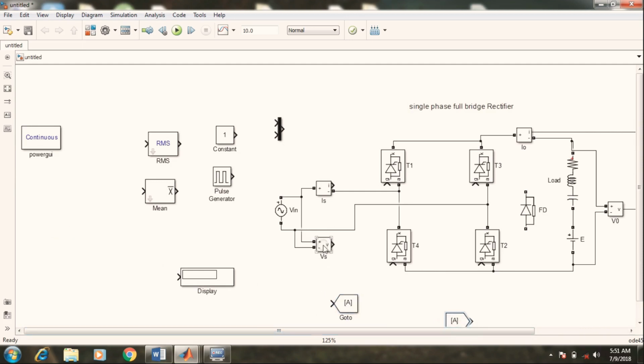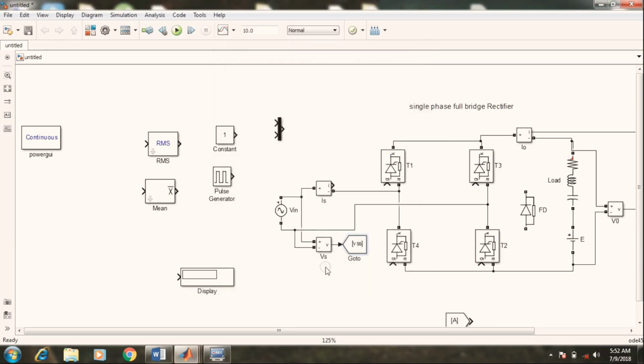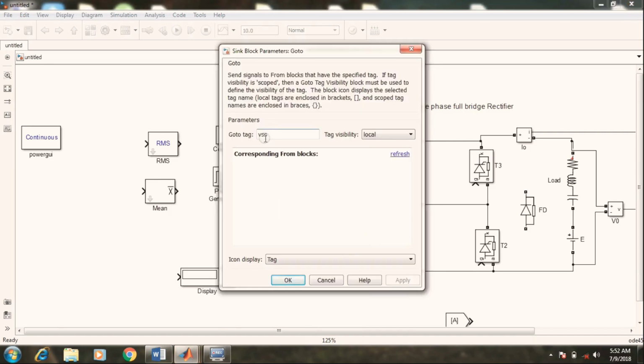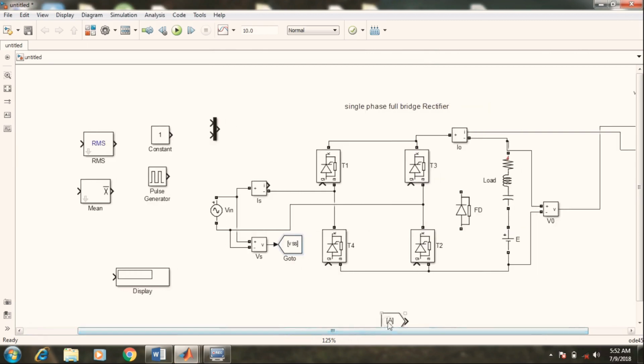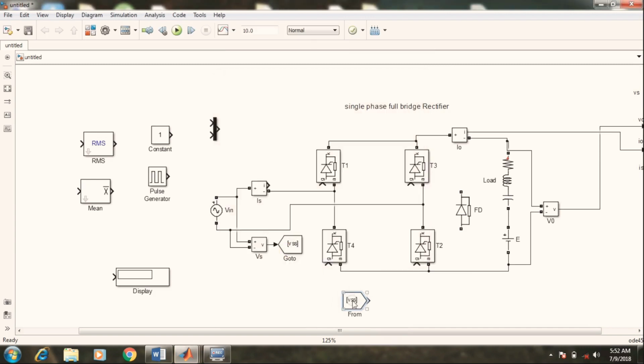So see. So this is a Vs signal. This must go to some other place. So you connect it to Goto. So in Goto, you give a name, some VSS like this. The same tag, VSS, must be there in the From block to receive the signal. So this is the From block. It is also having, let us say, VSS.